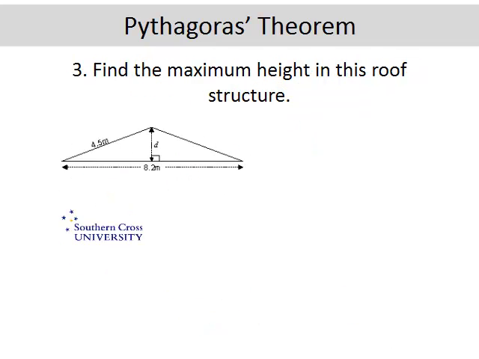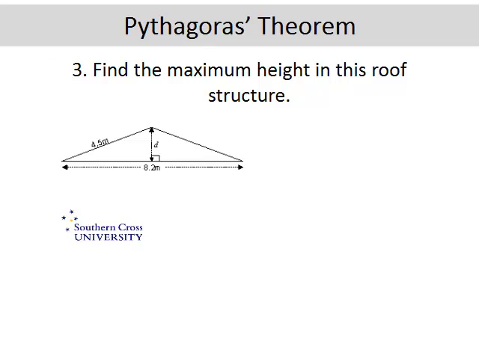And the last question, we need to find the maximum height in this roof structure. So the roof structure's here, and this would be the standing room in the height in the sort of roof cavity, and this distance here, the 8.2 metres, is like the width of the house. 4.5 metres would be the length of roofing iron or something similar to that.